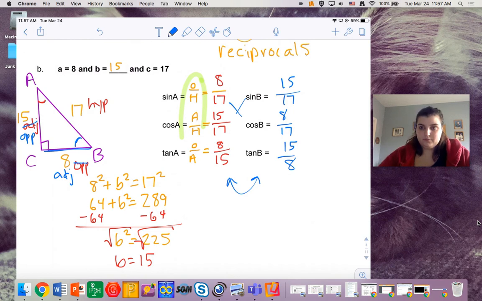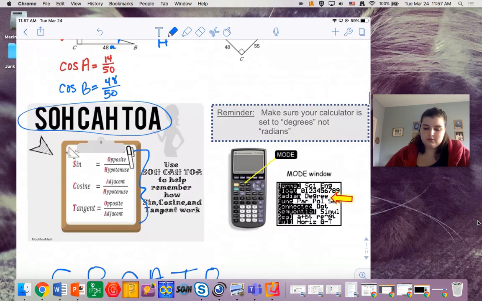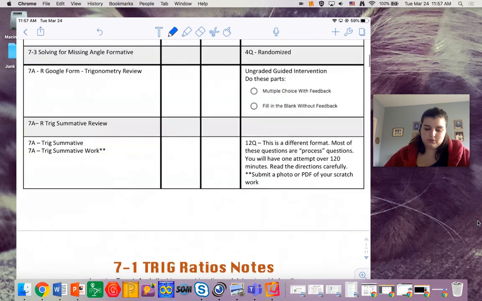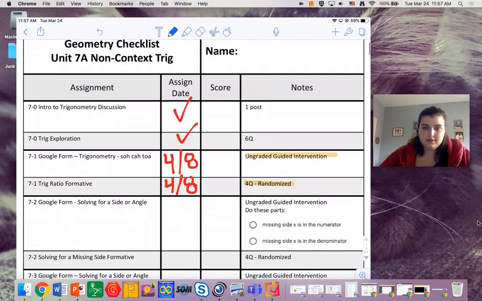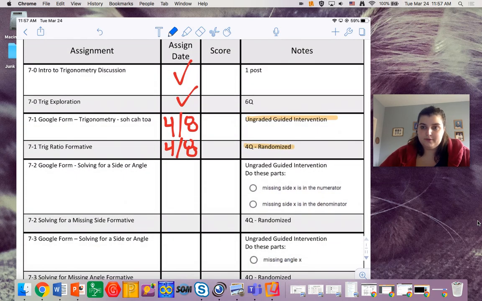All right, go ahead and work out these two assignments. Okay, and then you should be caught up.